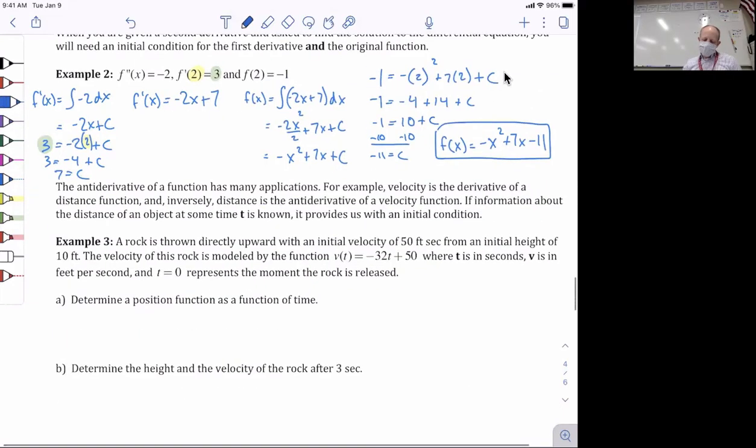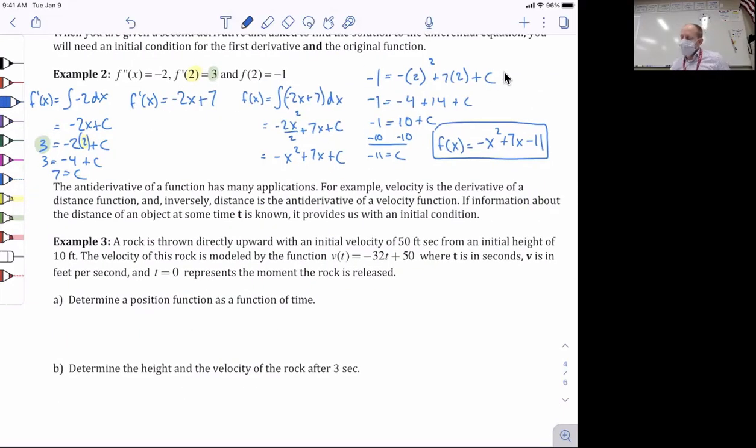All right, so the antiderivative of a function has many applications. So for example, velocity is the derivative of a distance or position function. And inversely, the distance or position is the antiderivative of a velocity function, okay? So if information about the distance of an object at some time t is known, that gives us an initial condition that we can actually use to find a position function.